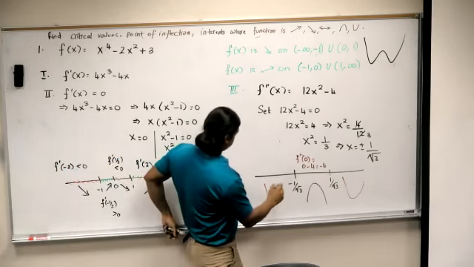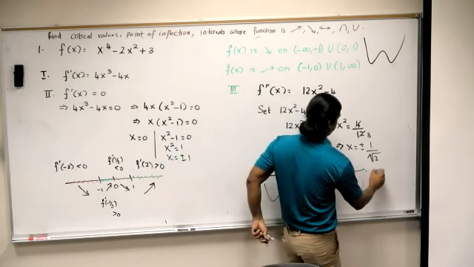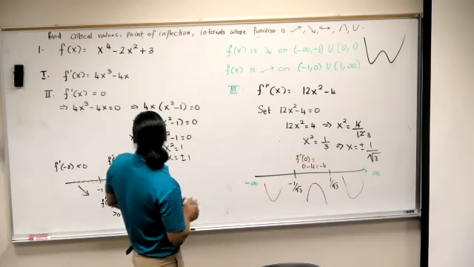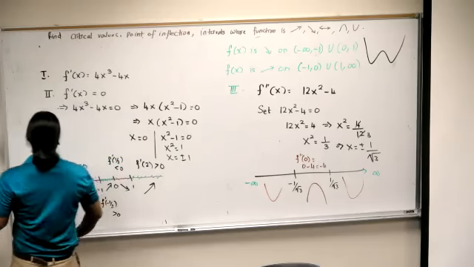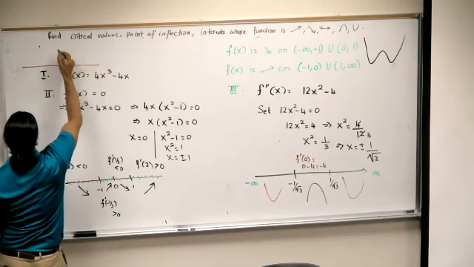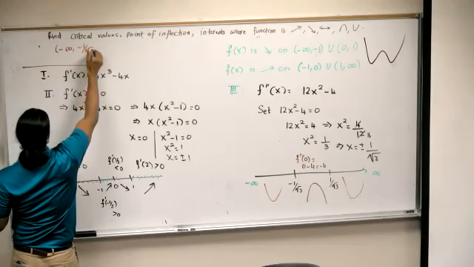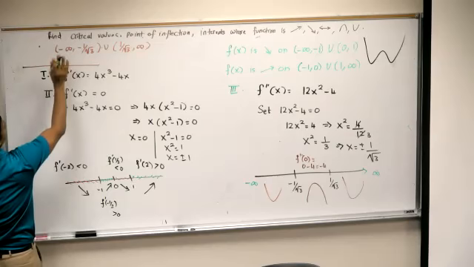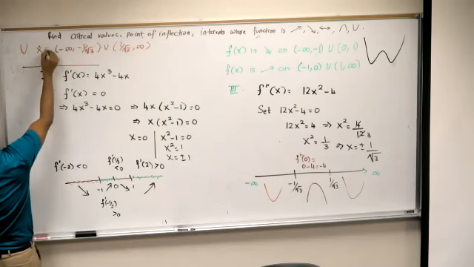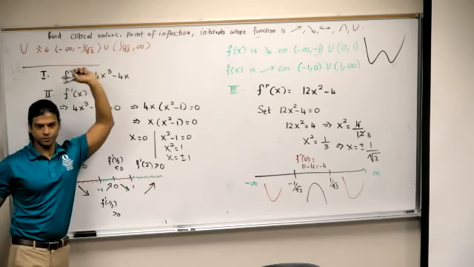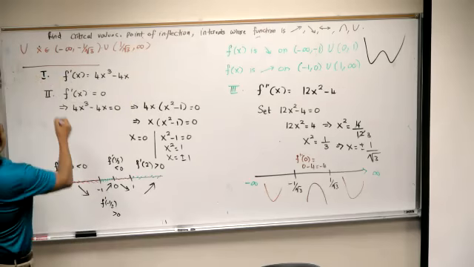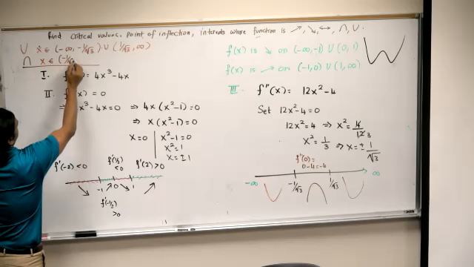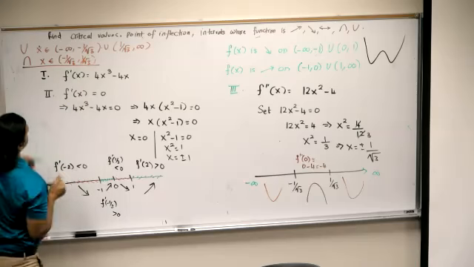So in what intervals is the function concave up? Negative infinity to negative 1 over square root of 3, union 1 over square root of 3 to infinity. So in web design, when you do the homework, this is what they would want. They want the answer in terms of an interval. And where is it concave down? It is down between negative 1 over square root of 3 and 1 over square root of 3.